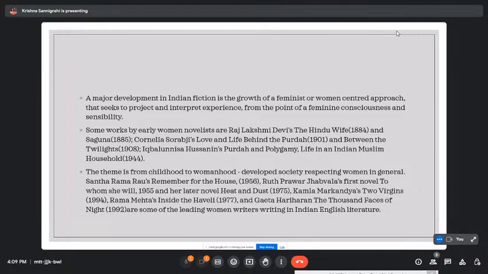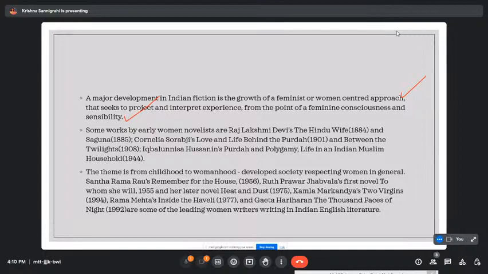So a major development in Indian fiction is the growth of a feminist or women-centered approach that seeks to project and interpret experience from the point of a feminine consciousness and sensibility. Some works by early women novelists are Raj Lakshmi Devi's The Hindu Wife and Shaguna, Cornelia Sorabji's Love and Life Behind the Parda, and Between the Twilights, Iqbal Unisa Hussain, abstinence, parda and polygamy, and life in an Indian Muslim household.